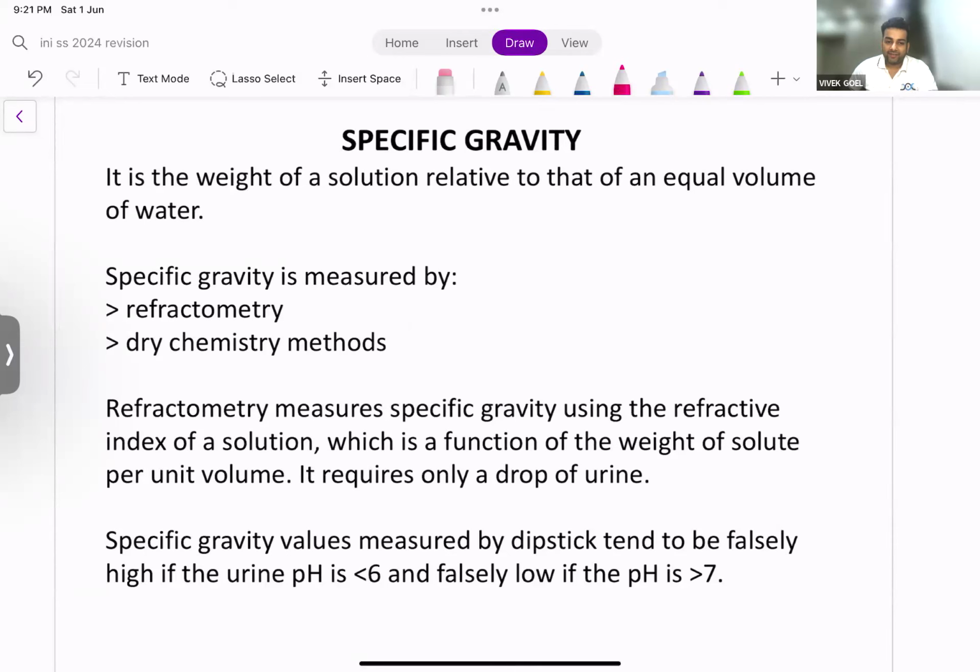Coming to specific gravity. Now, specific gravity we've all studied in physics. In basic sense, it is the weight of something compared to an equal volume of water. Now, it is measured by refractometry and dry chemistry. Refractometry measures the specific gravity using the refractive index of the solution. So, it requires only one drop of urine. Please understand, this is very, very important.